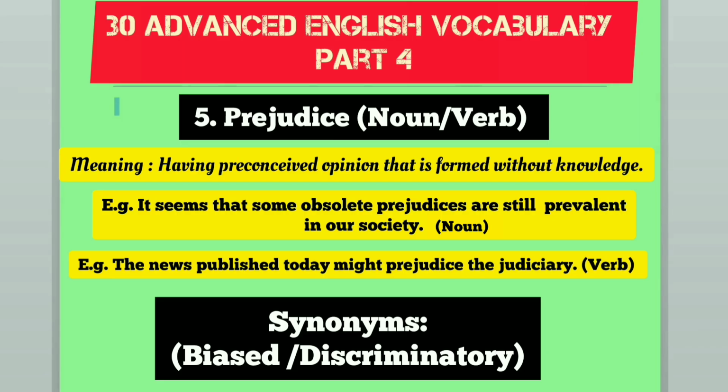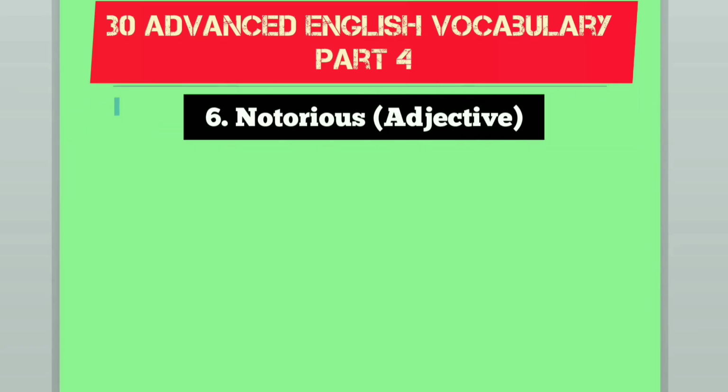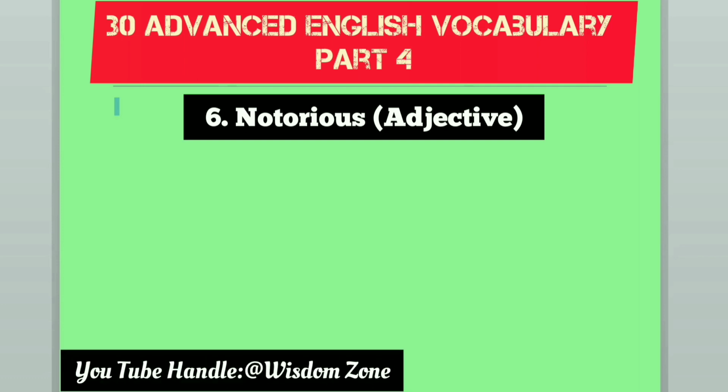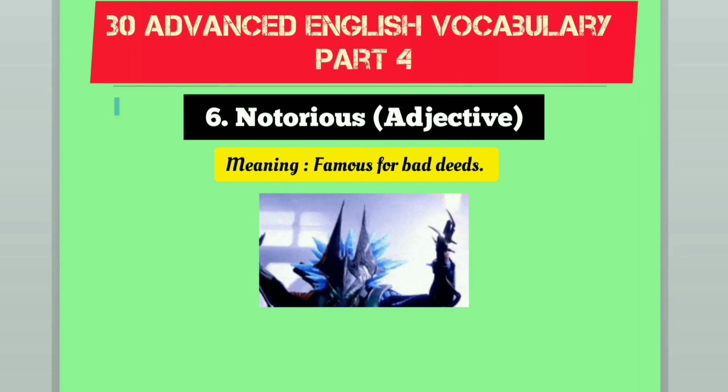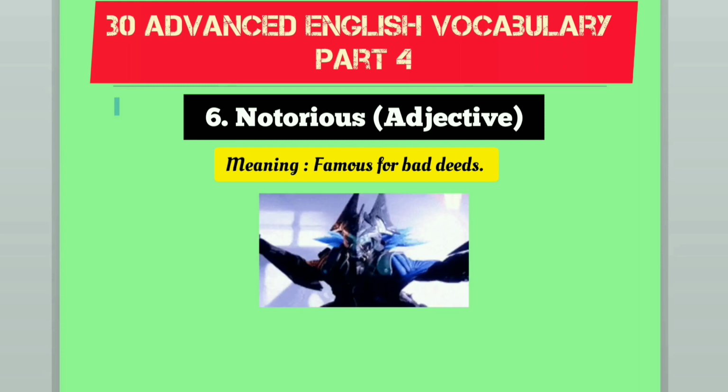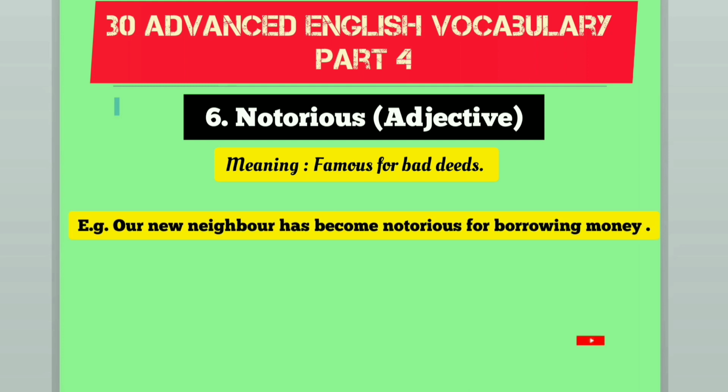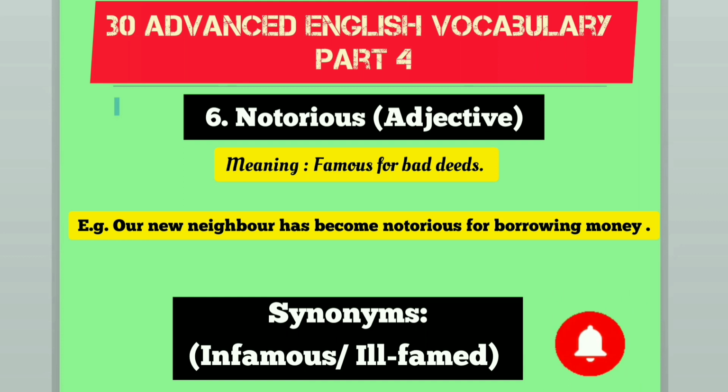So up next we will see the sixth advanced English vocabulary, which is notorious. Notorious is an adjective and it means famous for bad deeds. So let's see how to use this beautiful vocabulary. Our new neighbor has become notorious for borrowing money. So we can use two synonyms, that is infamous and ill-famed.